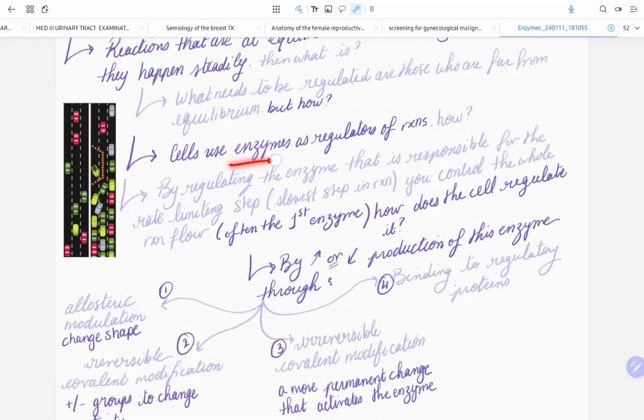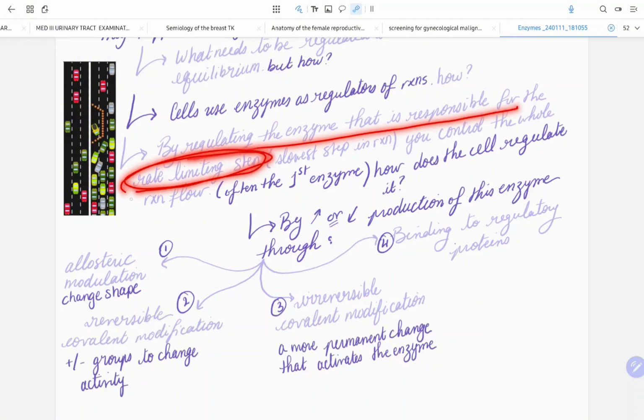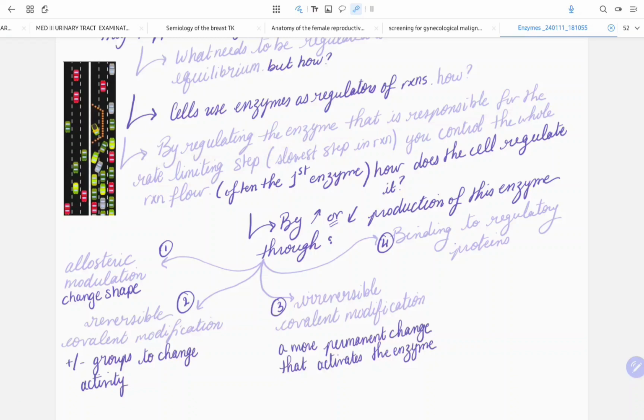Actually, we use enzymes to regulate these reactions. So, you regulate the enzyme that is responsible for the rate limiting step. What is the rate limiting step? If I have to reiterate, the rate limiting step is the slowest step in the reaction, and this step actually tells us the flow of the reaction.